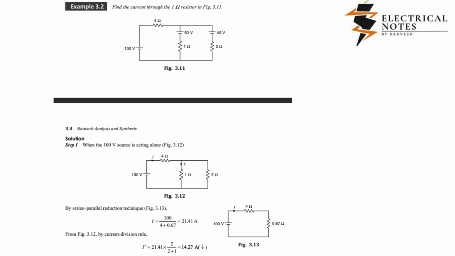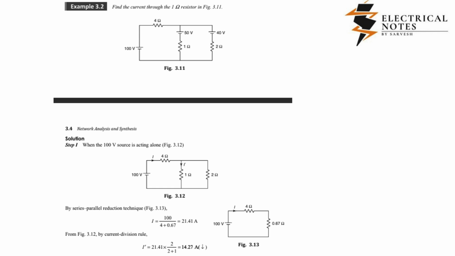Find the current through the 1Ω resistor in figure 3.11. Solution. Step 1. When the 100V source is acting alone, figure 3.12. By series of parallel reduction technique, figure 3.13.